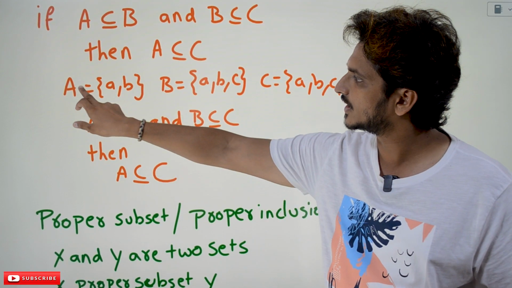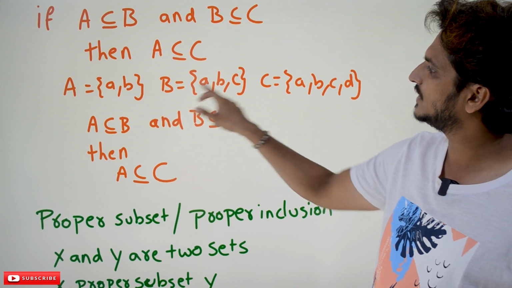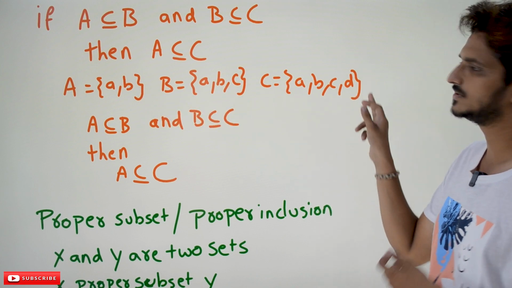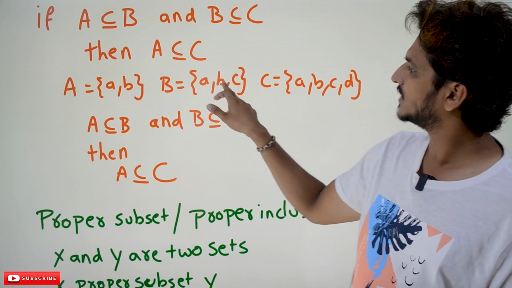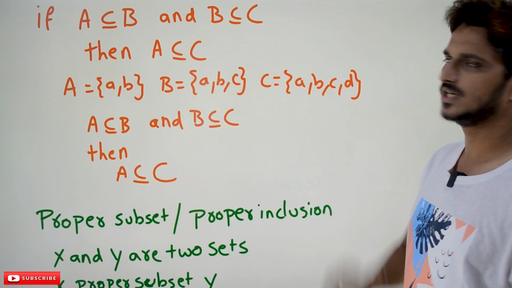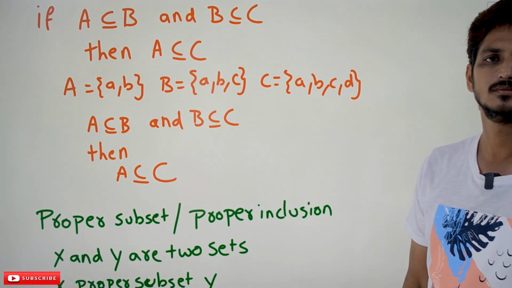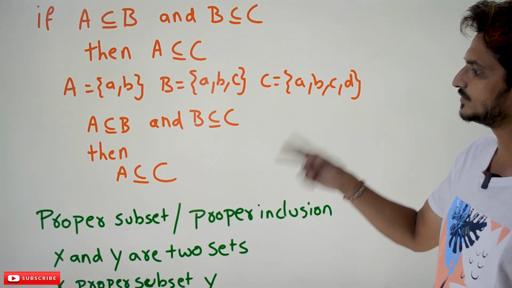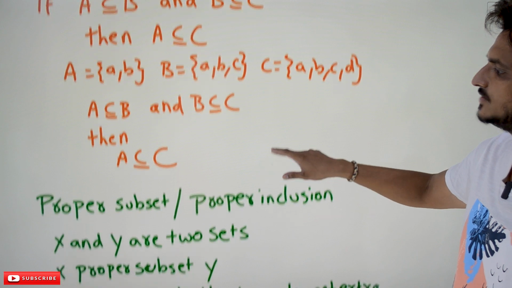With an example, we are taking this: A is equal to {A, B}, B is equal to {A, B, C}, C is equal to {A, B, C, D}. A is a subset of B, B is a subset of C, then A is a subset of C. So subset follows the property called the transitive property.